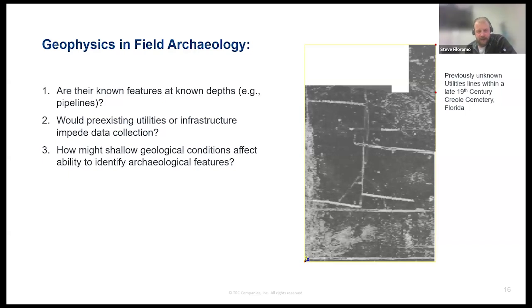And that goes into point 3 here on this slide. Now moving beyond that into more of the remote sensing realm, you don't want to misinterpret utility lines as being a contributing feature to an archaeological site, unless that archaeological site has some historic utilities, which we can get into later. Now, to the second point, would pre-existing utilities or infrastructure impede data collection?